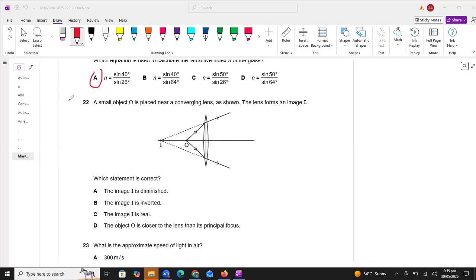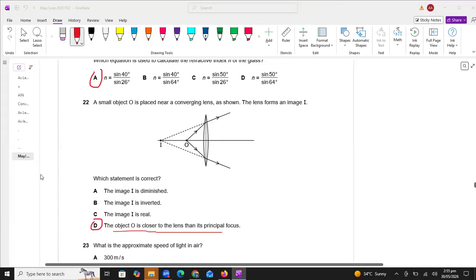So we will get the upright image, virtual image, and enlarged image. Not a diminished image, an enlarged image, a magnified image. This only happens when the object is placed closer to the lens than its principal focus. So it means, students, D is the correct answer. All right.